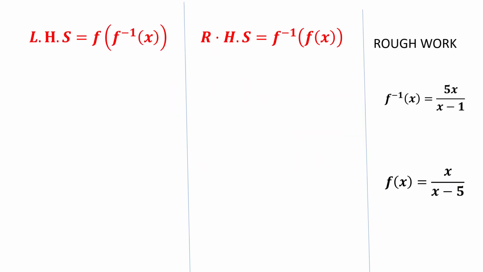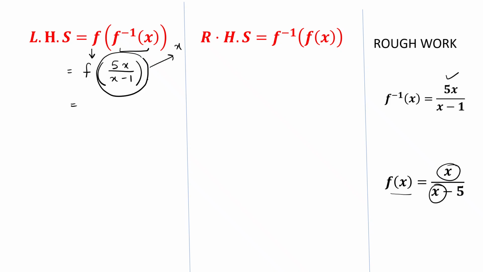Consider the left hand side, write this f as it is and write the value for this f inverse of x, which is 5x over x minus 1. Now consider this 5x over x minus 1 as x and it becomes f of x. Go to the f of x function and replace x with the new value. So it becomes 5x over x minus 1 divided by 5x over x minus 1 minus 5.